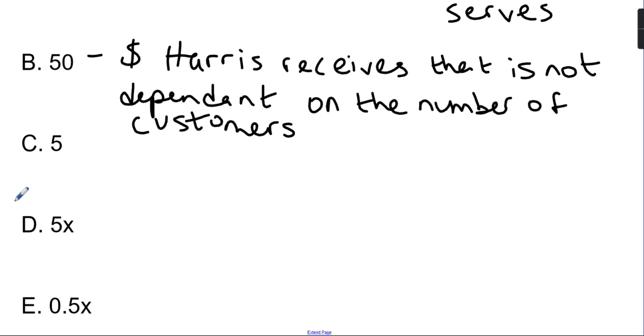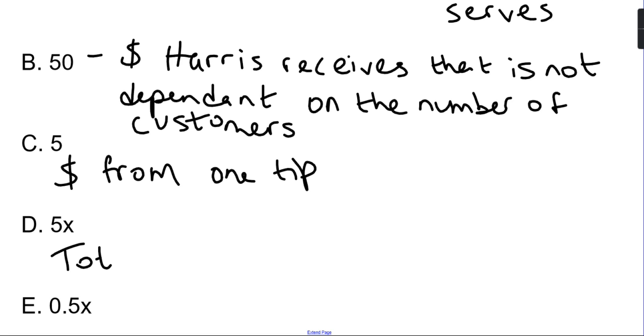Then we have 5x. When we take that $5 tip and we multiply it by x, the number of customers he serves, what does that give me? That gives us the total amount of money that he gets for X tips. So this is the money, I will write it, sorry, I changed my mind. Money from one tip, and then when we take that money per tip and multiply it by the number of customers, that's the total amount of money from X tips, however many customers gave him tips.